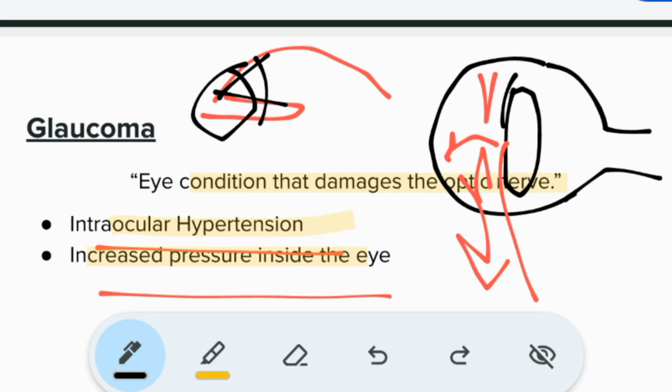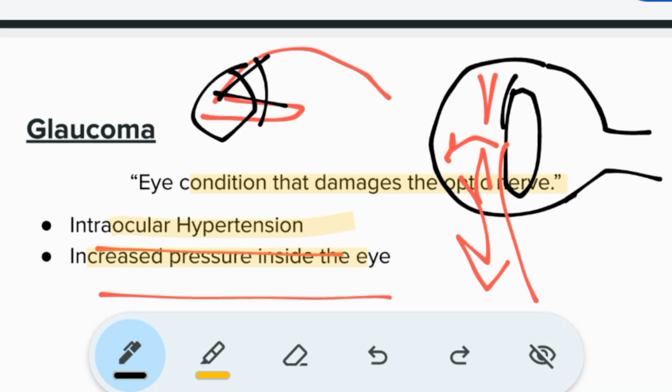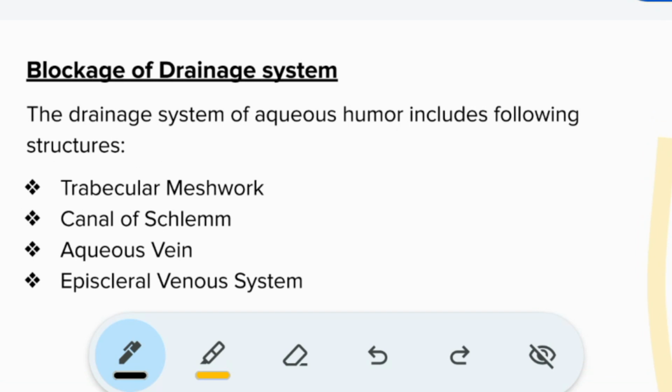So it keeps on producing and keeps on draining, but if there is any blockage in the pathway of aqueous humor drainage, the IOP will unintentionally rise, right? So when intraocular pressure rises, why? Because of the increased production of aqueous humor and decreased drainage of the aqueous humor from the eye. So that drainage is blocked, right? Why the drainage is blocked, and how blockage can cause glaucoma, we are going to see.